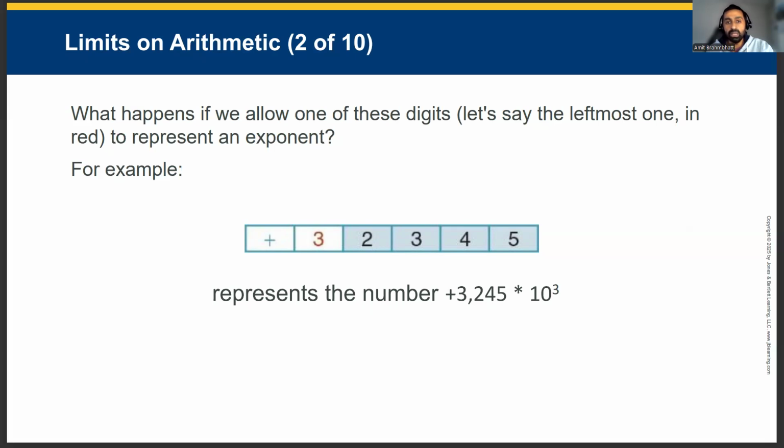For example, the notation 3245 multiplied by 10 raised to 3 represents a large number while still only using a small number of digits. This approach allows computers to store extremely large or small values by encoding a mantissa and an exponent. However, because we now devote one position to the exponent, the number of digits available for the mantissa decreases. As a result, we gain range but lose precision. This trade-off forms the foundation of floating point representation used throughout modern computing.